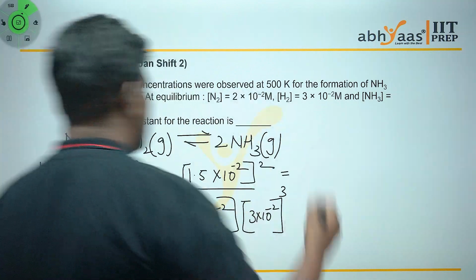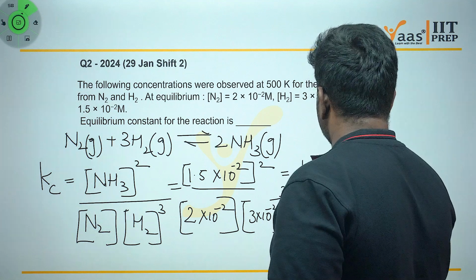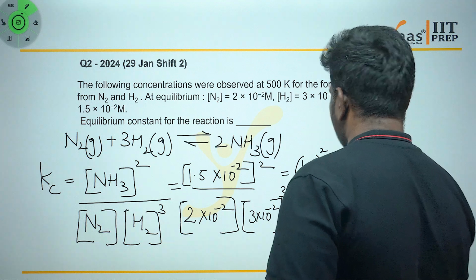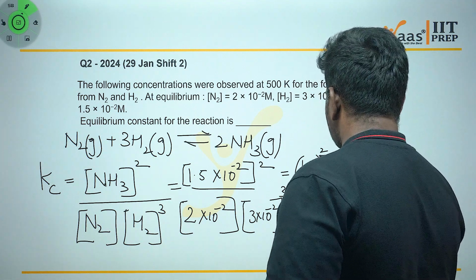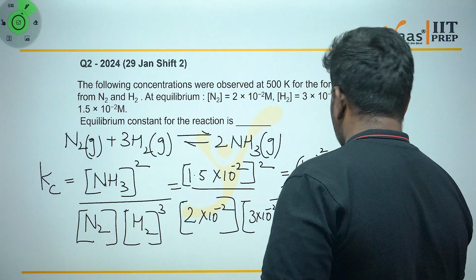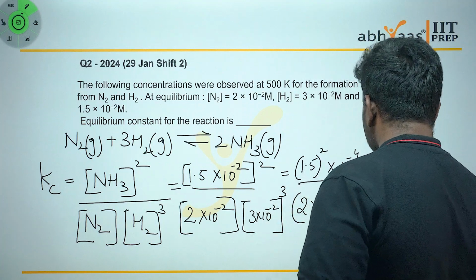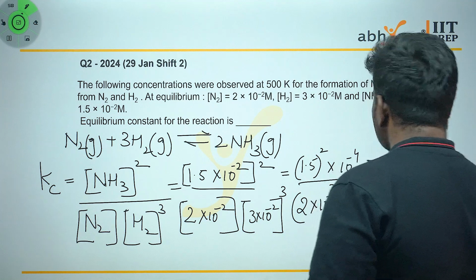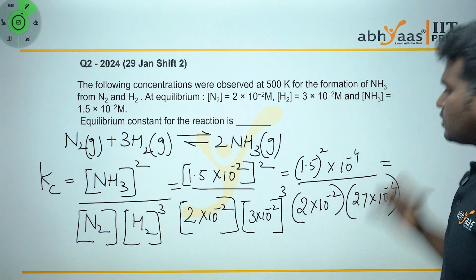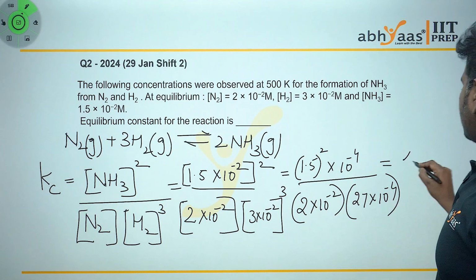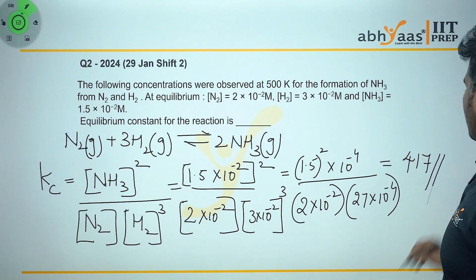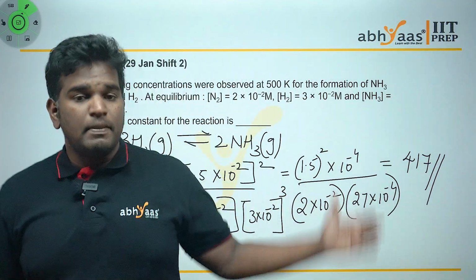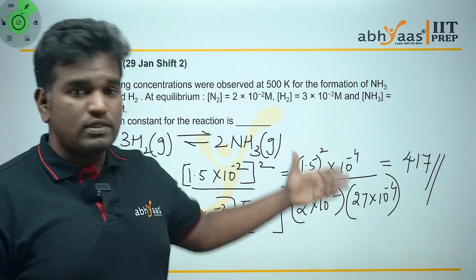Now I will just solve the next step. So 1.5 the whole square into 10 raised to minus 4. Then we have 2 into 10 raised to minus 2 and we have 3 raised to 3. What is that? 27. 27 into 10 raised to minus 4. So this will be your calculation to solve. After solving the calculation, we will get the value 70, right? To move forward, I am skipping that calculation part. I know definitely you can do this calculation.